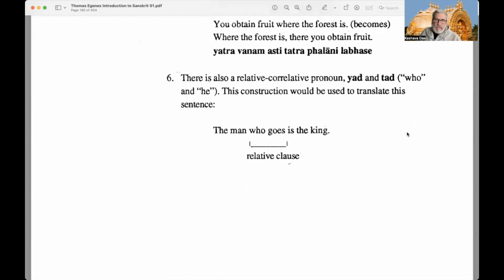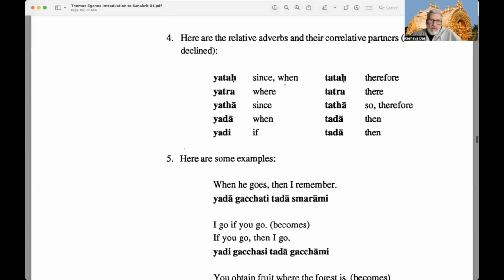So now, number 6, there is also a relative correlative pronoun, yad and tad. What do we notice? Let's have a look back here. Do we notice that these all begin with Y and these all begin with T? So a good rule of thumb: all of the adverbs that we've learned here that begin the relative clauses begin with Y. They are yataha, yatra, yata, yada, yadi, right? And the ones that start the correlative or the primary clauses begin with T. Tata, tataha, tatra, tata, tada, and tada, right?